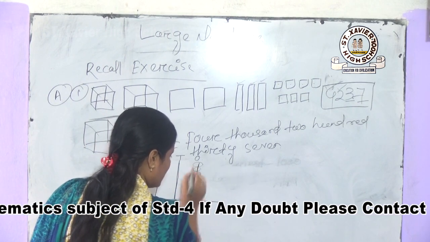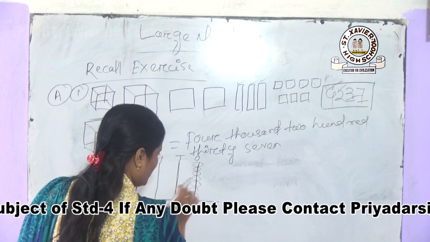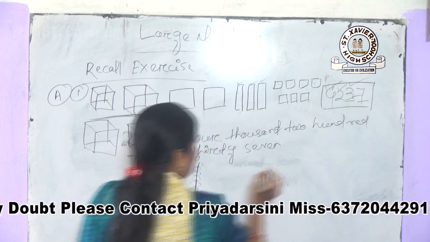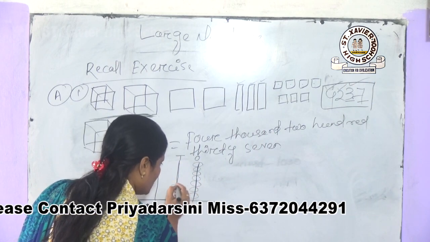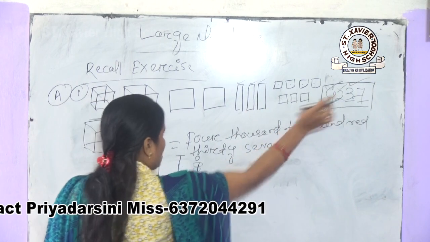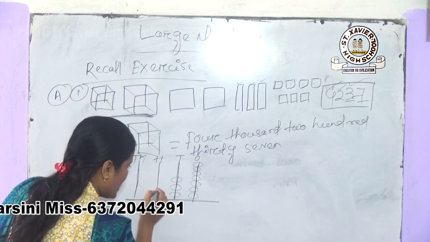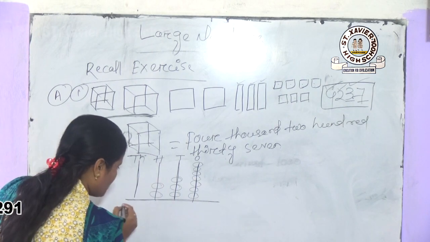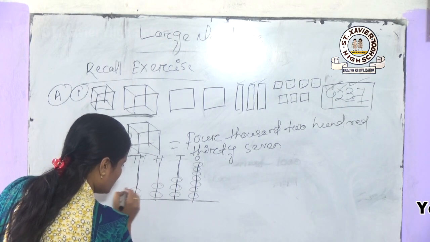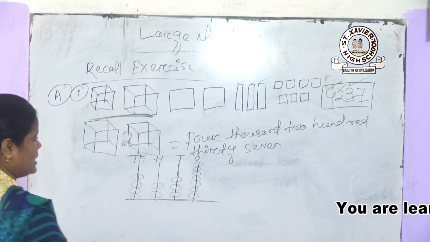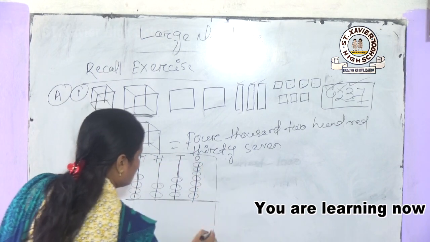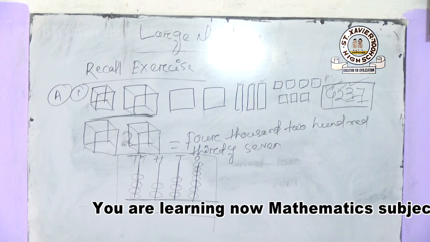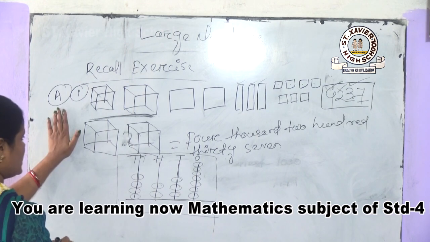1, 2, 3, 4, 5, 6, 7. Then 3 is in your 10s place, so we can put here 1, 2, 3. Then 2 is in your 100 place, so we can put here 1 and 2 beads. Then 4 is in your thousands place, so you can put here 1, 2, 3, 4 beads. That is done. So you can put the beads in the abacus. Okay, so one number is complete.